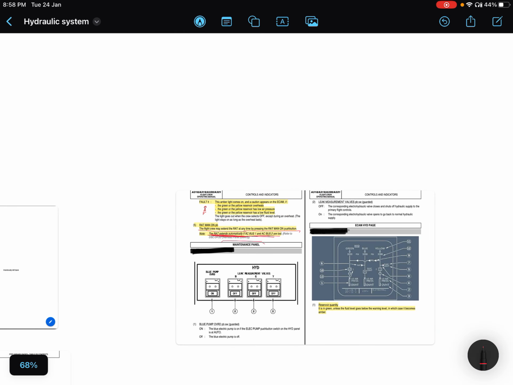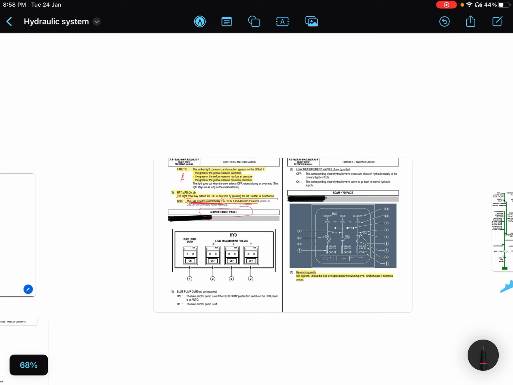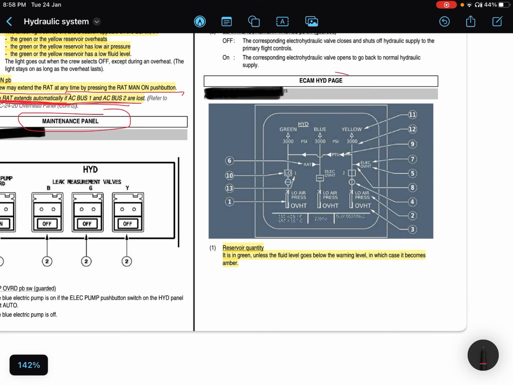Right. This is the maintenance panel. We need not really go into the depth, but you can read it. There is nothing very important in it. I would like to skip it. A hydraulic ECAM page.